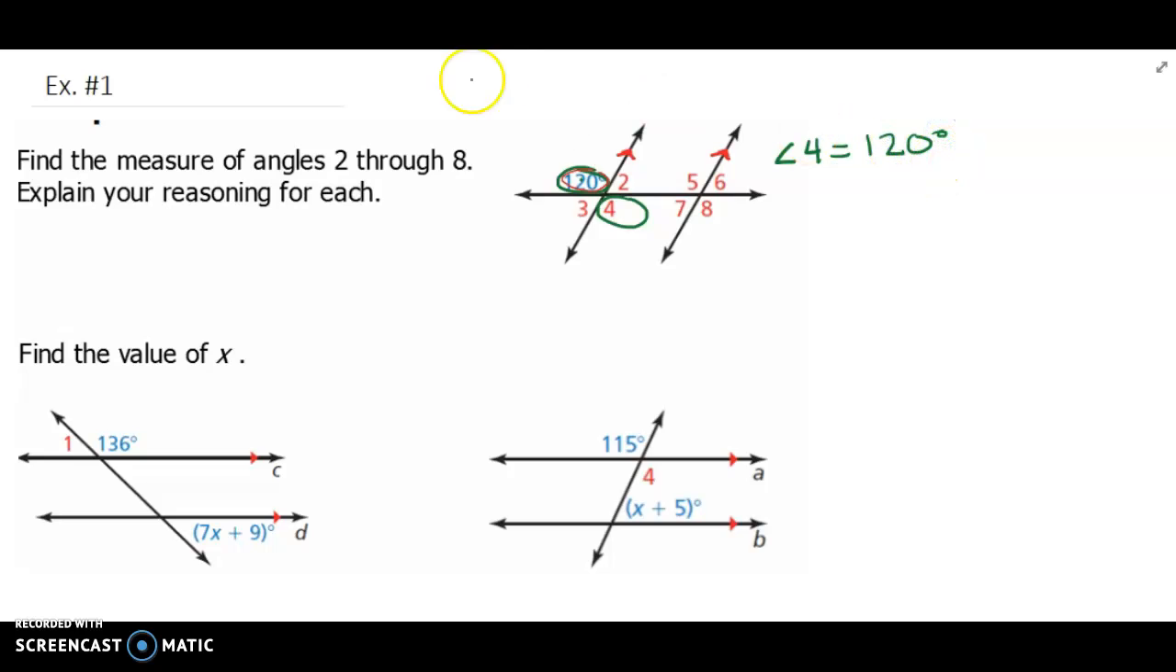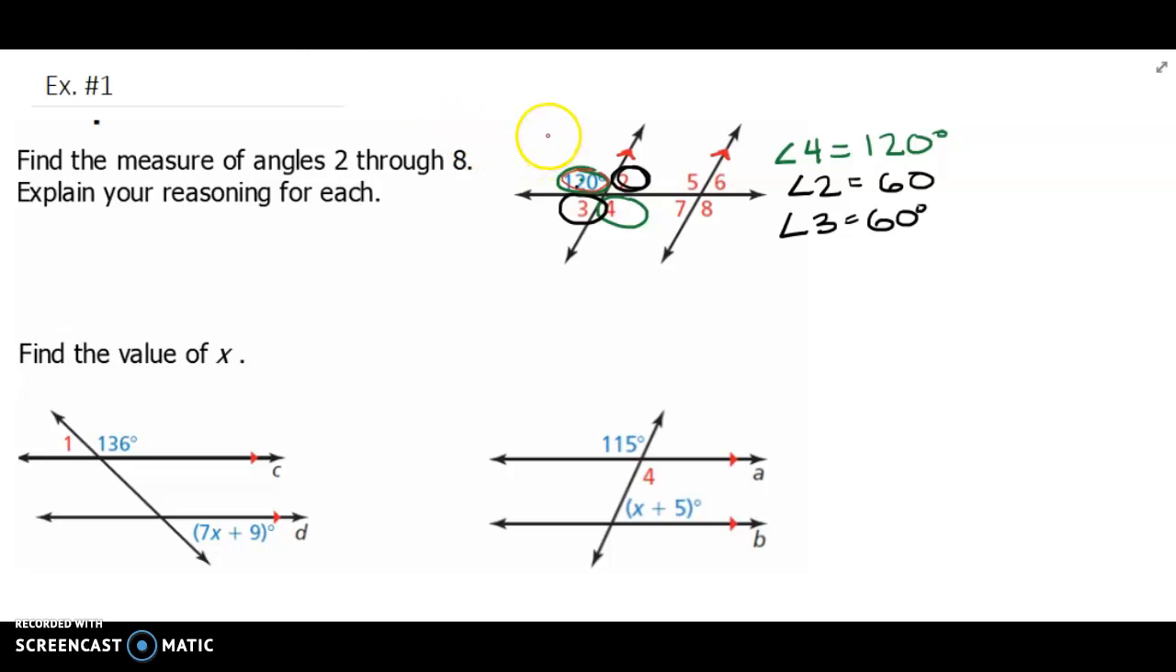Now, if we look at this 120 and angle 2, they are a linear pair. So what do we know about linear pairs? We know that linear pairs are supplementary. So if this is 120 and it's supplementary, that means angle 2 has to equal 60. And if angle 2 is 60, what does that mean about angle 3? Angle 3 is also 60 degrees.